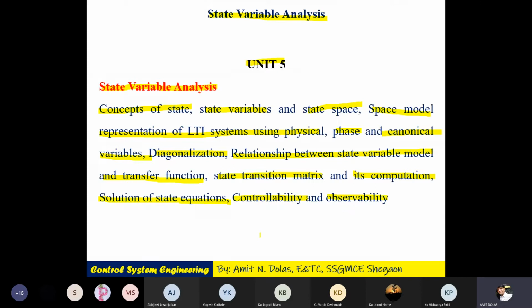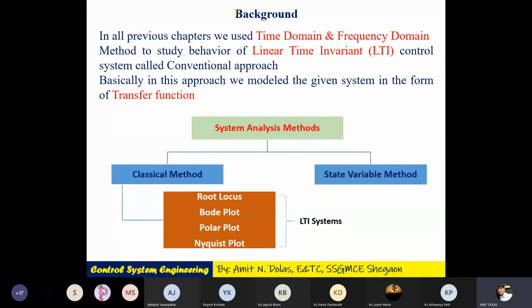Coming to the background of this state variable analysis, in all previous lectures we used time domain and frequency domain methods to study the behavior of LTI, that is linear time invariant systems, or the control system, and that is called the conventional approach. Basically, in this approach we model the given system in the form of transfer function.